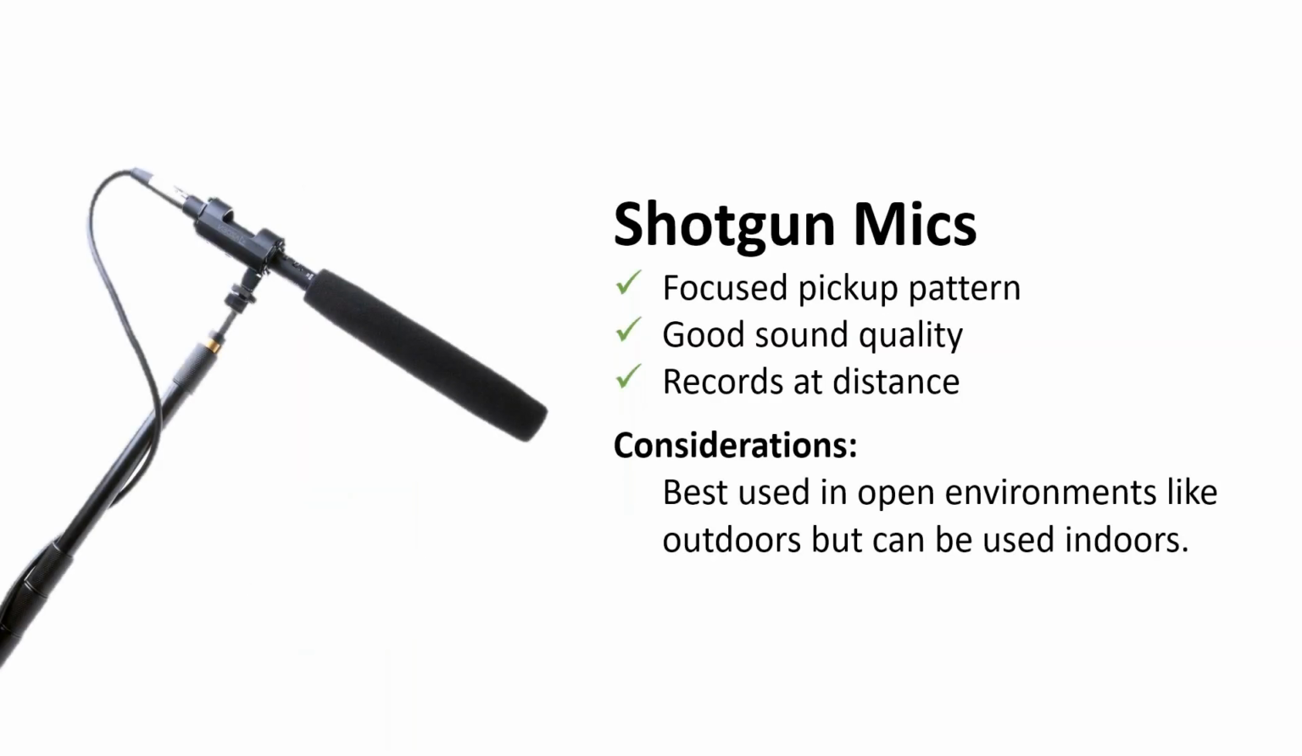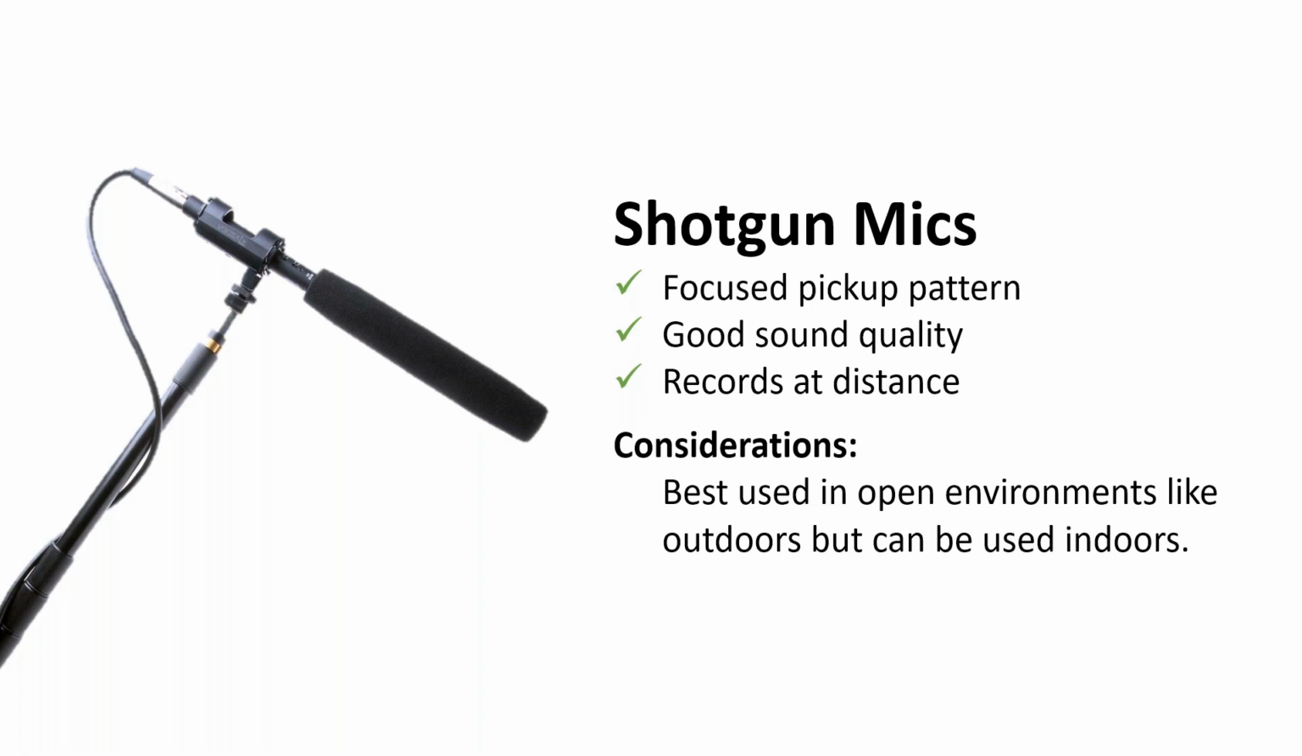Okay. Next up, we have what we call a shotgun microphone. This microphone is very much like the studio microphone, except whereas the studio microphone is listening all around in all directions, the shotgun microphone listens in only one direction. It's what we call a focused pickup pattern. It listens to a very small area, and everything else it tries to ignore. They have great sound quality, just like the studio mics. And the other benefit with a shotgun microphone is that it can record at a distance.